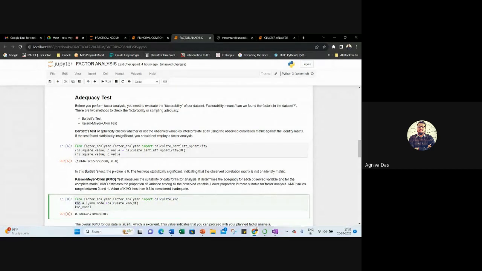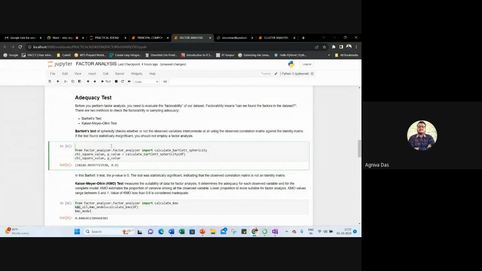Before we go further, you need to install the factor analyzer package into your Python if you don't know this. So for that, I'm just writing a code here. We have to write pip install factor_analyzer. This you have to do first.